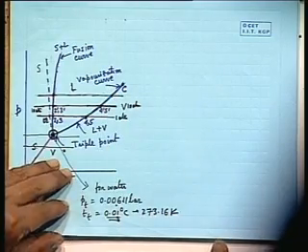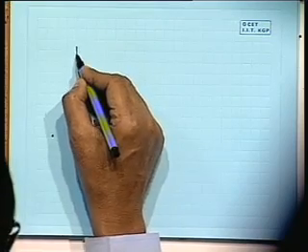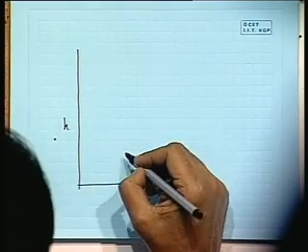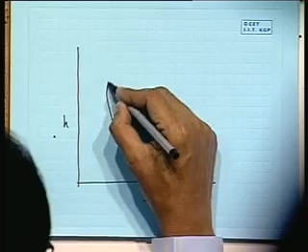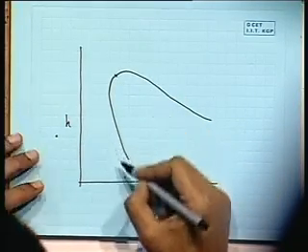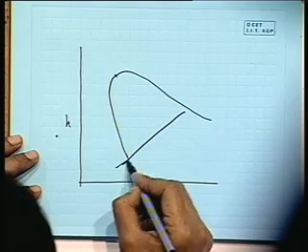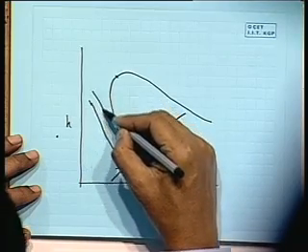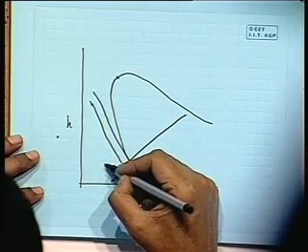Clear? Now let us draw the HS diagram. If you draw the HS diagram, the enthalpy-entropy diagram, you will see that it will look like this. I just first draw it. It will be a little like the same type of thing. It will be like this.